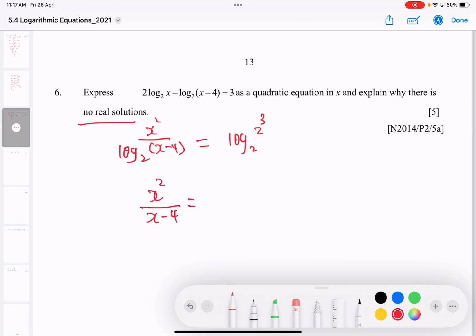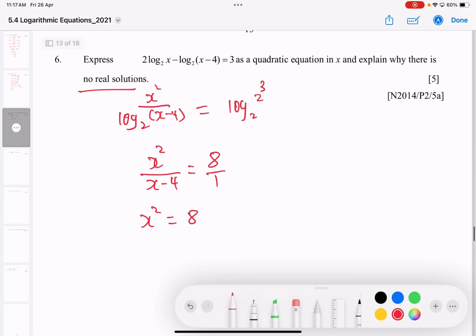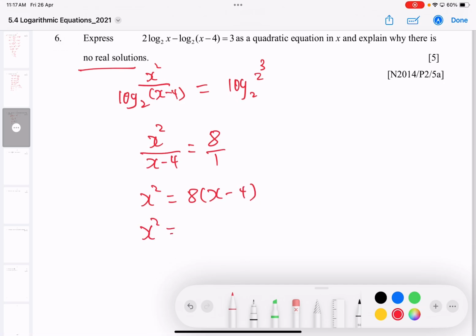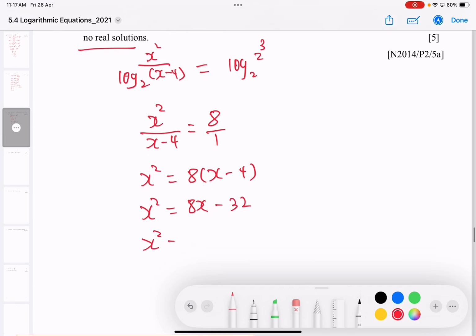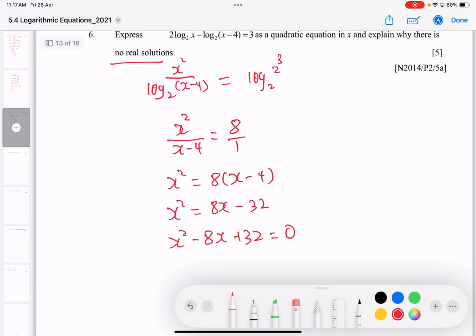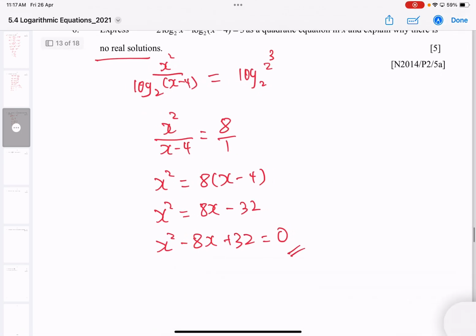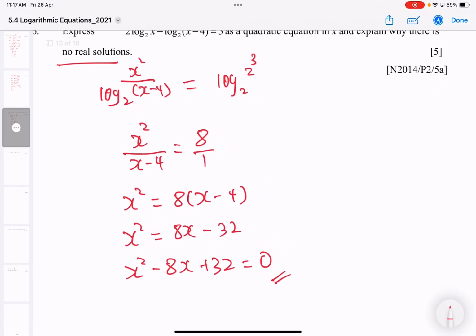So why no real solution? No, this is why no real solution. Oh yeah, I'm wrong. Hey, quickly, last 2 questions, I promise you. Okay, so you will get this quadratic over here. I'm going to pause here. Can you make sure that you get until this quadratic?